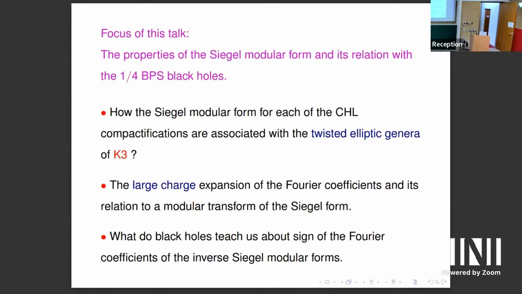Then there will be another part in which, given that degeneracy formula, we extract the large charge expansion. That also relies on a very specific property of the Siegel form, a modular transform of the Siegel modular form. And finally, what do the geometric properties of black holes teach about the sign of the Fourier coefficients of the Siegel modular form? A very simple property of the black hole, the horizon being spherically symmetric, tells us that the sign of the coefficients should be positive, and they check on that. So these are the three things which we will deal with in this talk.